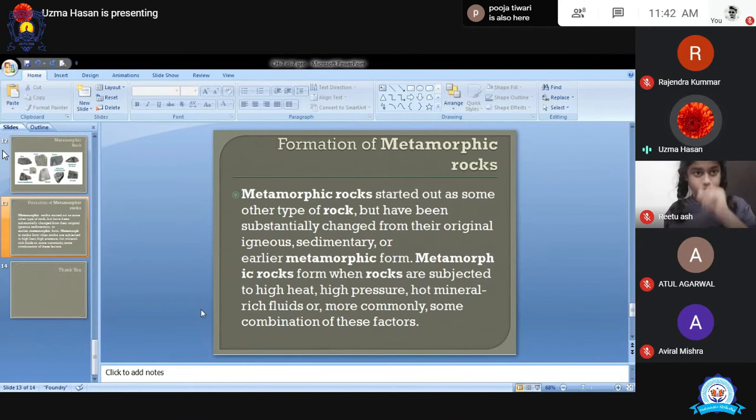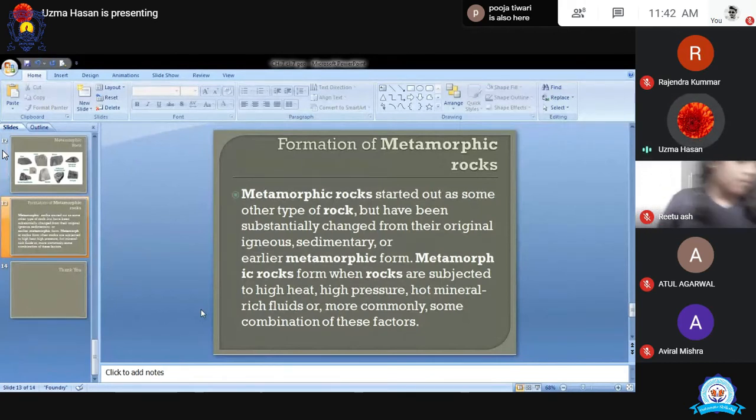बहुत high temperature होगा तभी वो liquid form में आएंगे. High and rich fluids are there, so that rock will change into metamorphic rock. It usually happens with the help of volcanic eruption and with the movement of plate tectonics also.